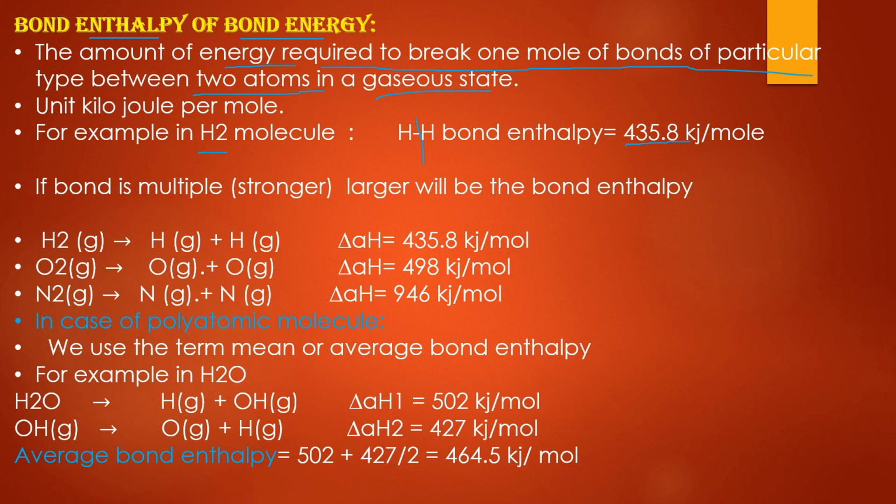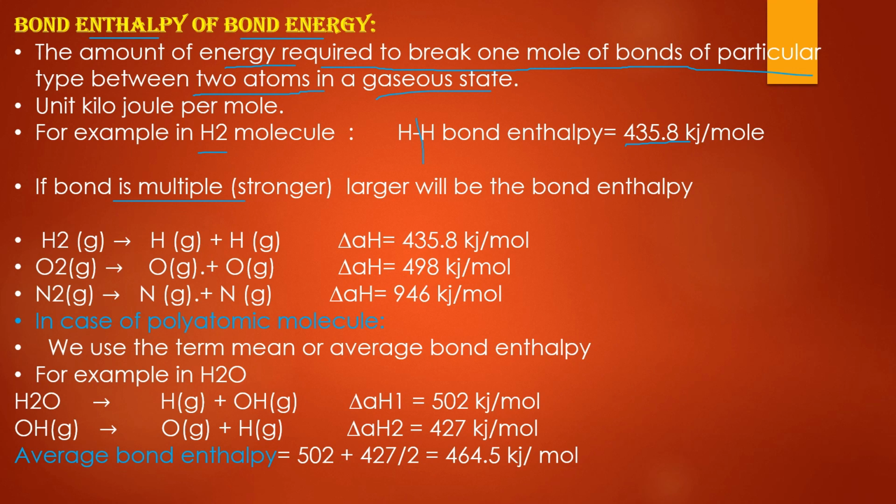Now look here, this is a diatomic molecule, and by supplying this bond enthalpy, it is converted into atomic hydrogen. So in this case, the bond enthalpy is also called enthalpy of atomization when there is a diatomic molecule. Now if the bond is multiple, like a double bond or triple bond, then we know that a double bond is stronger than a single bond and a triple bond is stronger than a double bond. So the stronger the bond is, the more energy is required to break it.